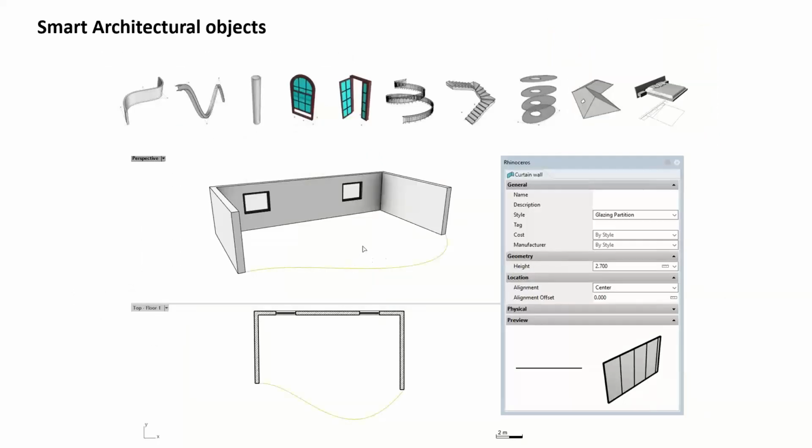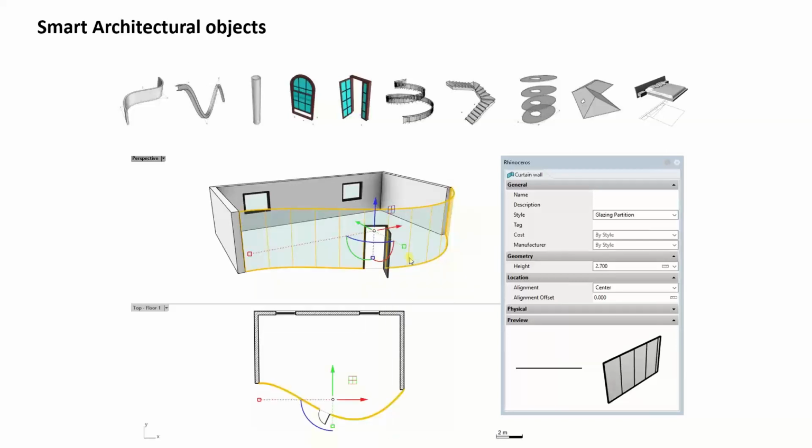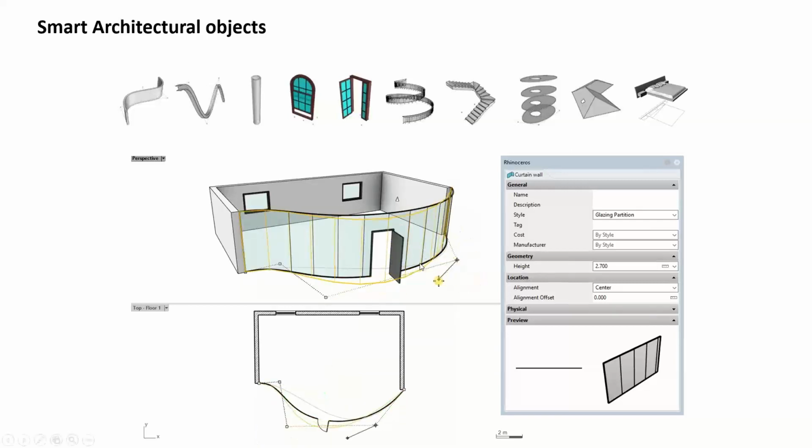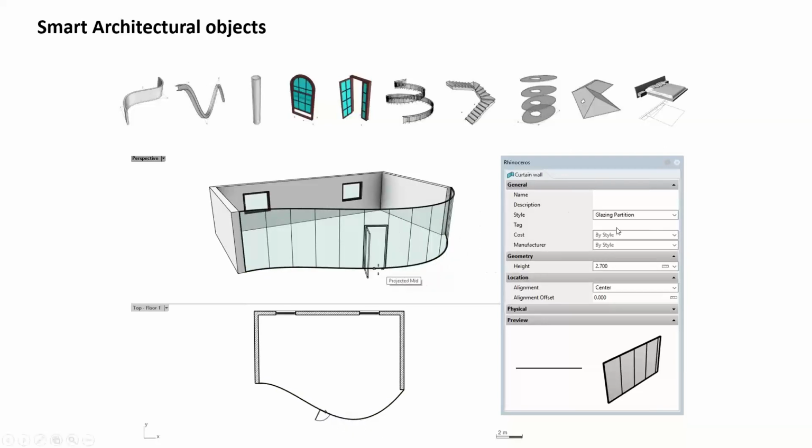On the other hand, VisualARQ provides a set of architectural objects that are parametric. That means that we can change their dimensions or their features through parameters very quickly, and we can edit them through control points, as we can see here. They also have a 3D representation and a plan view representation. That means that we can work either in 3D or in plan views.